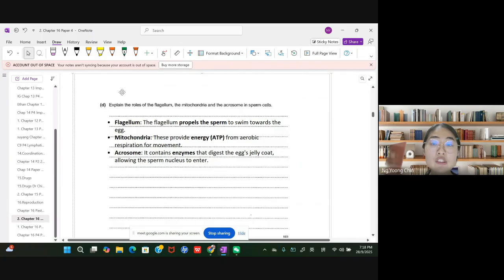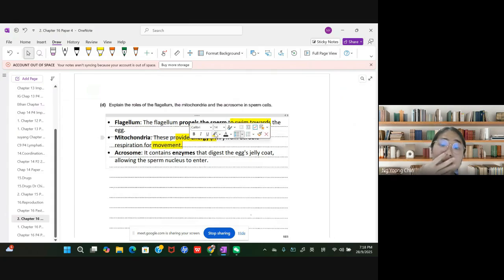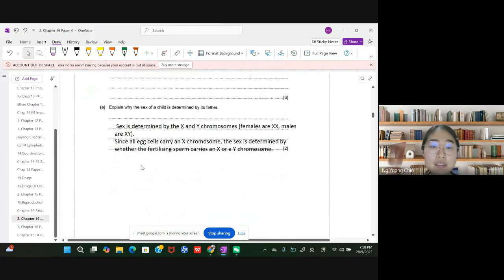Okay, the structure of the sperm cell, I think you already know how to describe. The sperm cell has a tail to swim towards the egg. And then they have mitochondria. These mitochondria release energy from respiration for movement, because movement requires a lot of energy input. And the acrosome, the head part, contains an enzyme. This enzyme can help to digest the jelly coat and allow the sperm to penetrate inside.